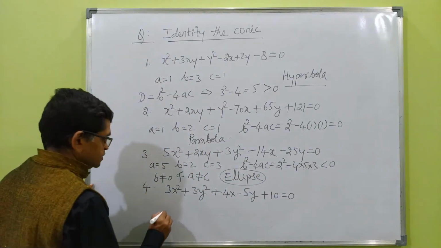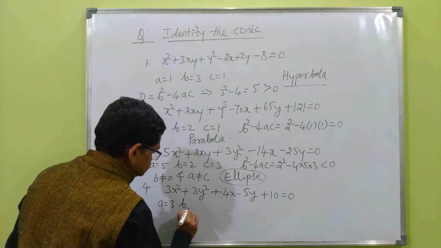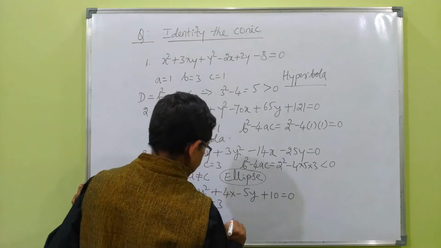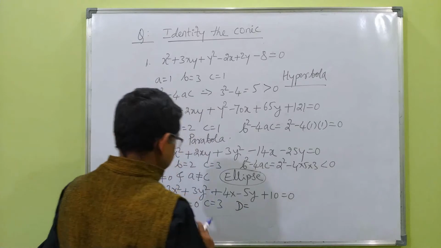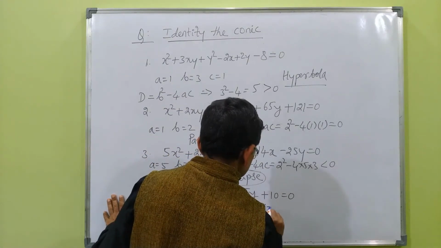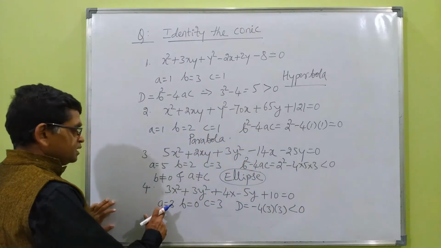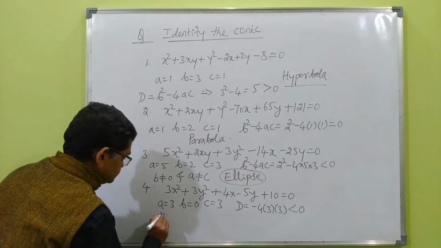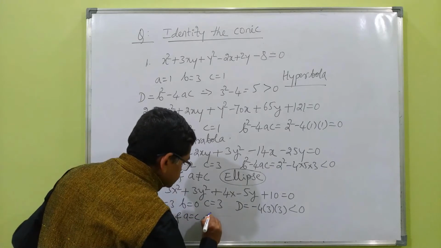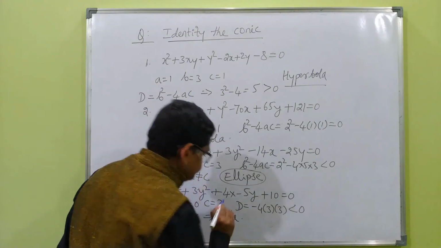Okay. Last one. A is 3, B is 0, C is 3. B squared minus 4AC is, in any way, negative, minus 4 into 3 into 3, that is negative. And A and C are the same, as B is equal to 0 and A is equal to C, this implies the given conic is a circle. Okay.